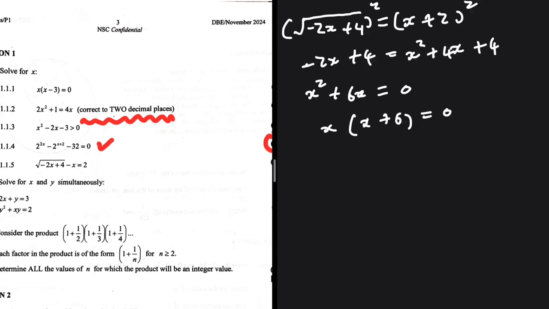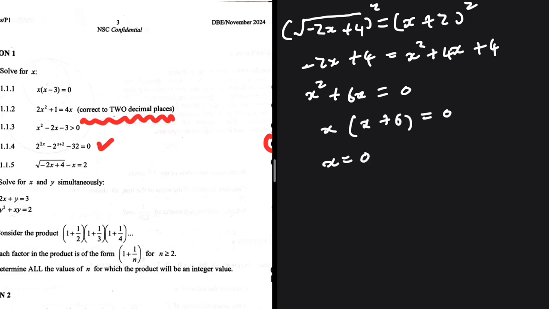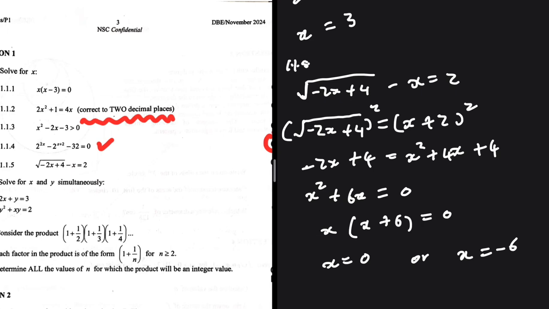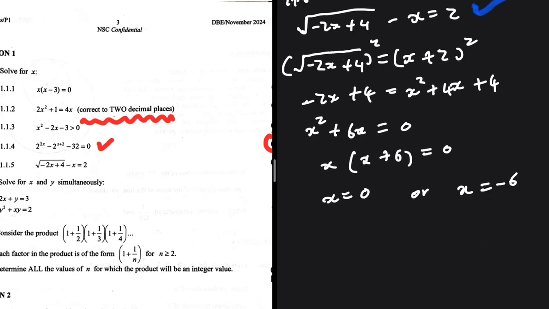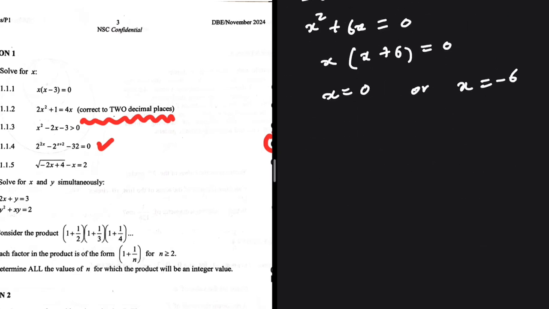This is equal to 0. So x is equal to 0, or x is equal to minus 6. Right, most of the time when we square, we introduce solutions that are not necessarily true for the equation when it is not squared. Let me demonstrate what I'm talking about.